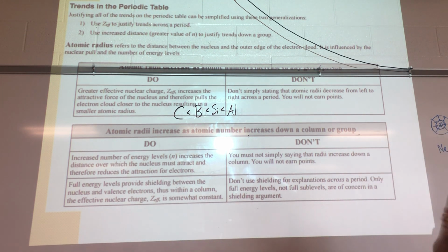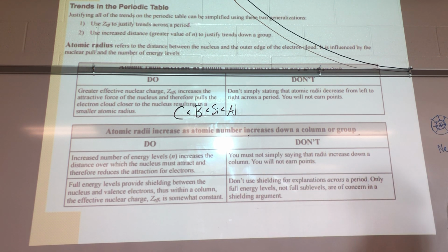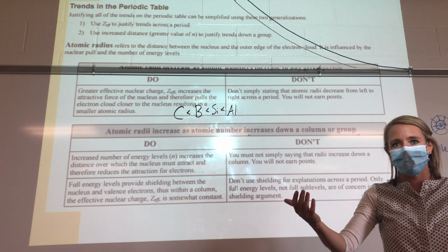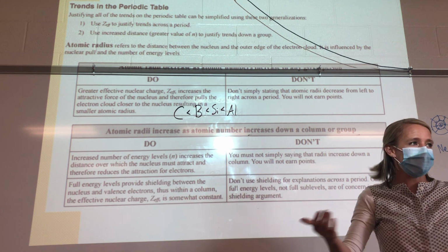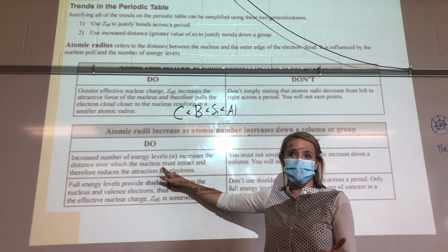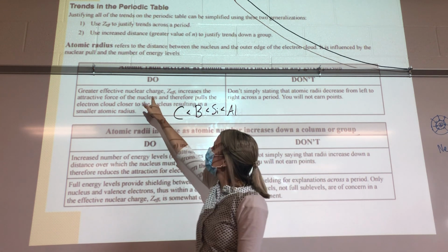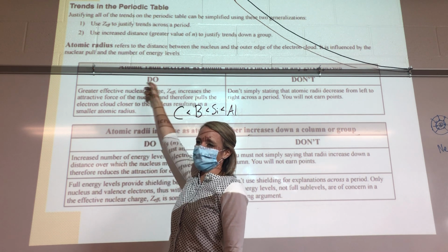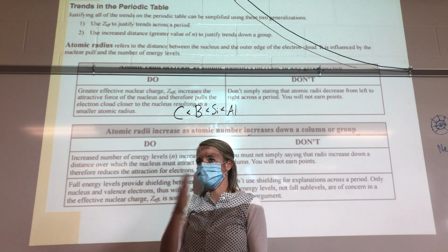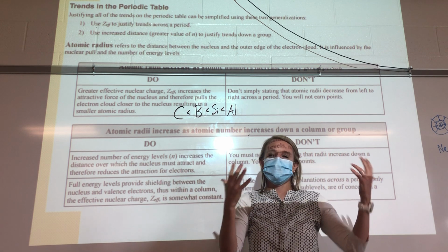The biggest thing to recognize with the don'ts is you can't just state the pattern. Your justification can't be, oh, carbon is smaller than boron because it's to the right. That's not an explanation, that's just a pattern. You have to get down to what's causing that effect. Left to right, it's our nuclear charge or our Zeff. I highly recommend using this word in your explanation when you're going left to right, because it really clarifies to the grader what you're talking about. And up and down, it's all about the energy levels. The energy levels increase, getting farther away.